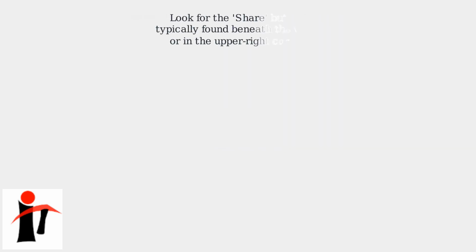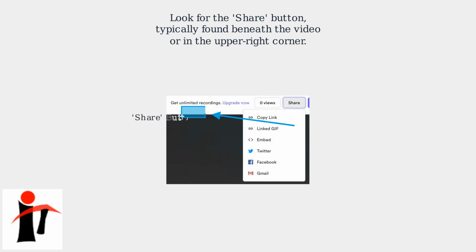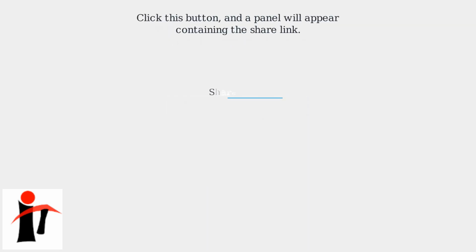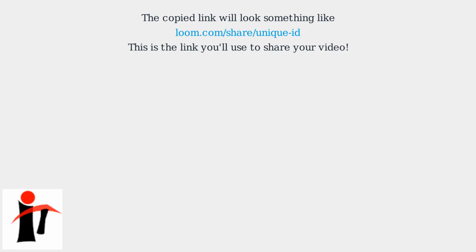Look for the Share button, typically found beneath the video or in the upper right corner of the video player interface. Click this button, and a panel will appear containing the share link. You can copy this link directly to your clipboard. The copied link will look something like loom.com/share/unique-id. This is the link you'll use to share your video.